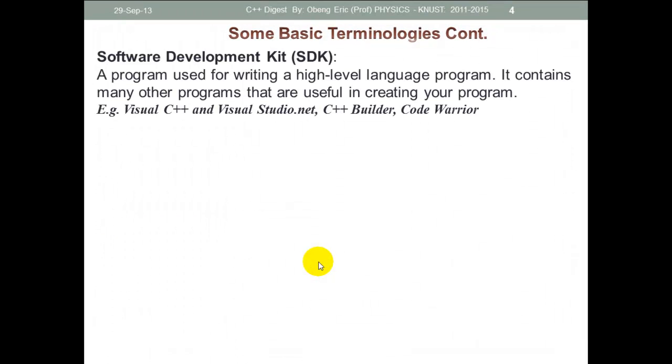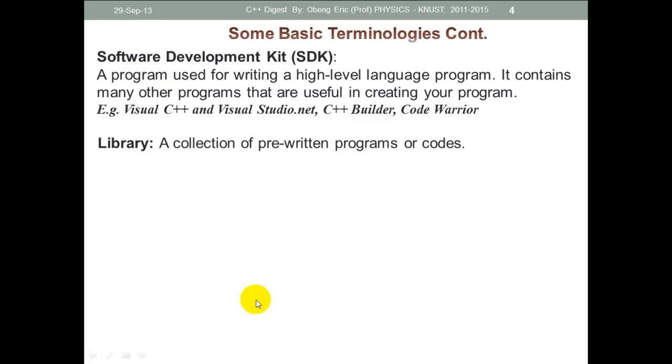Then we have the software development kit, which is commonly called the SDK. It's actually a set of programs used for writing a high level language program. It contains many other programs that are useful in creating high level language programs. Examples of software development kits are Visual C++ and Visual Studio.NET. We have C++ Builder, and we have Code Warrior. All these are software development kits that help you develop high level language programs.